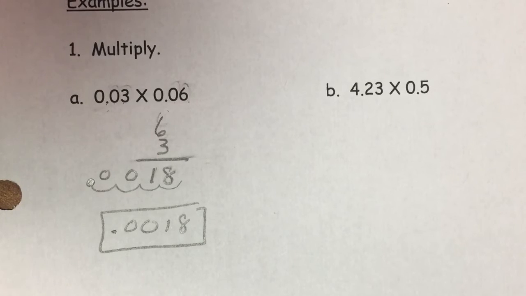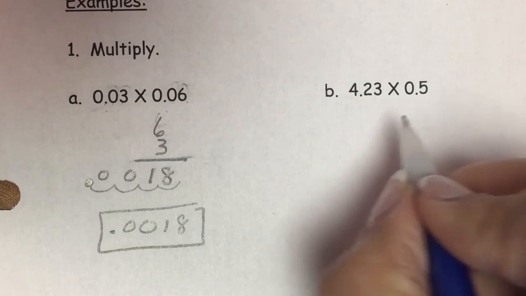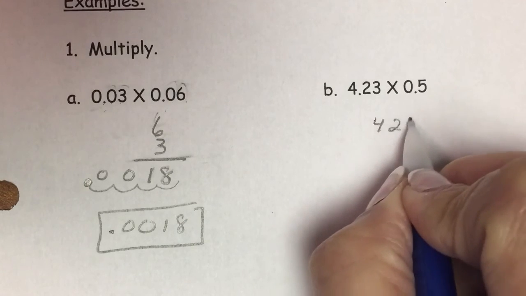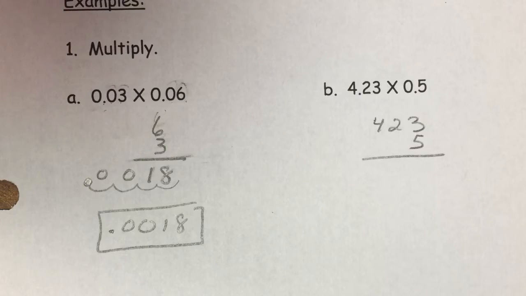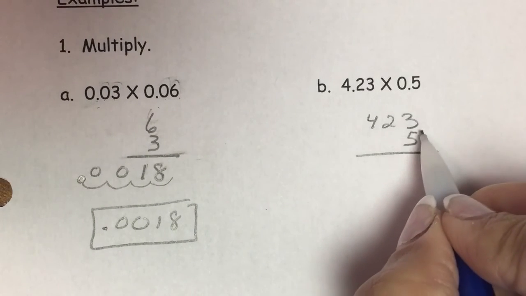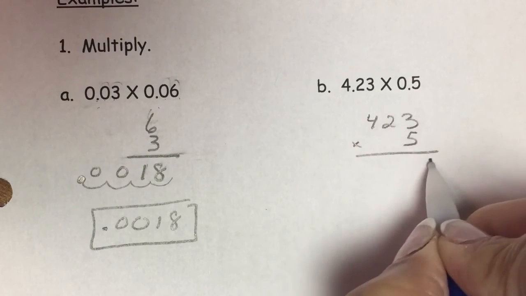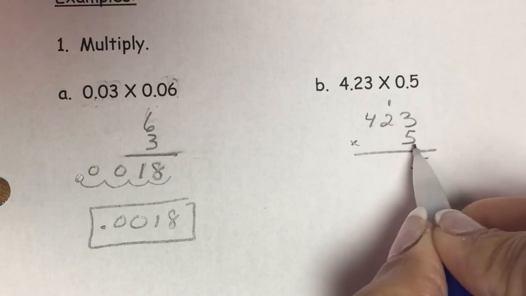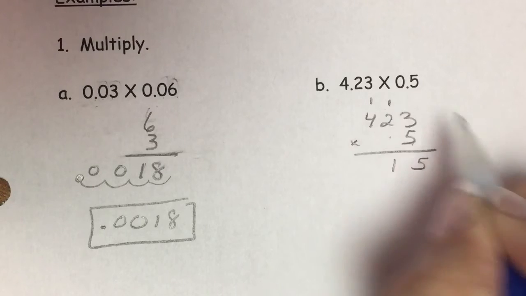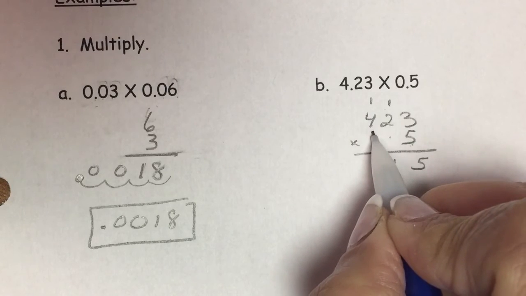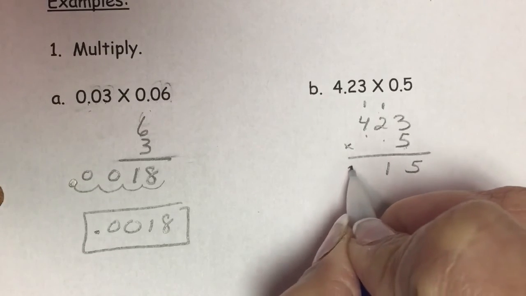All right, let's do 4.23 times 0.5. So again, you multiply the numbers as if there were no decimals at all. We're just going to do 423 times 5. So 5 times 3 is 15, carry my 1. 5 times 2 is 10, plus 1 is 11, carry my 1. 5 times 4 is 20, plus 1 is 21.